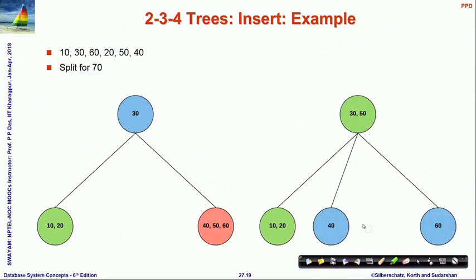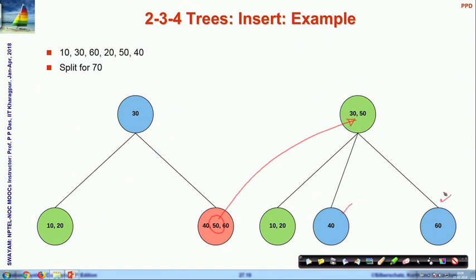Your next to insert is 40, which gets inserted here, and it becomes a 4 node. As soon as it becomes a 4 node, before the next insertion of 70 can happen, you need to do a split. So, you do a split. Then your 50 moves to the parent, this becomes a 3 node now, and 40 and 60 become 2 node children as is.